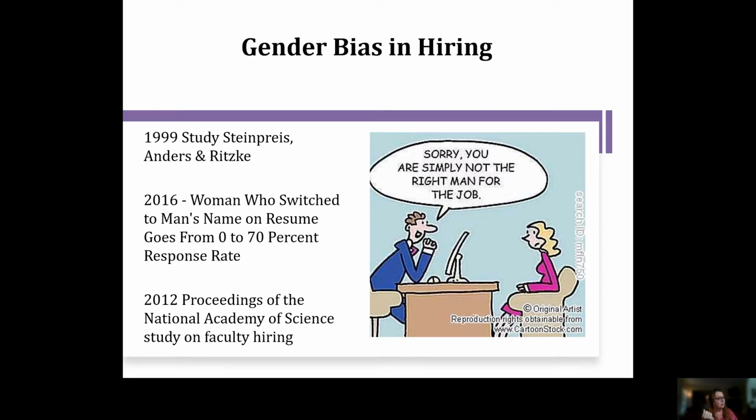So again, in 2012, resumes were submitted, virtually identical, but with gender-specific names. And in this particular case, it was to faculty members. And both male and female faculty members rated the female candidate worse. The female was described as less competent or less hireable, and if she was chosen to be hired, she was offered a lower salary, up to 40% lower.